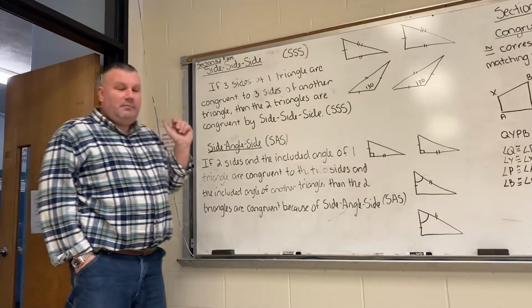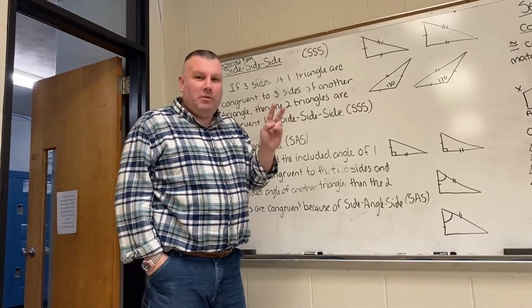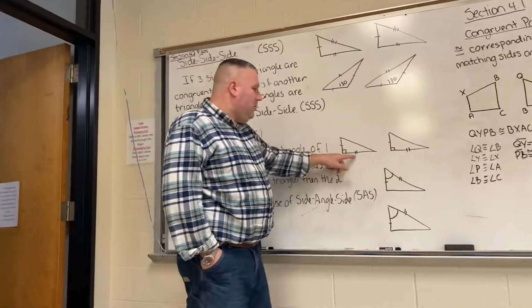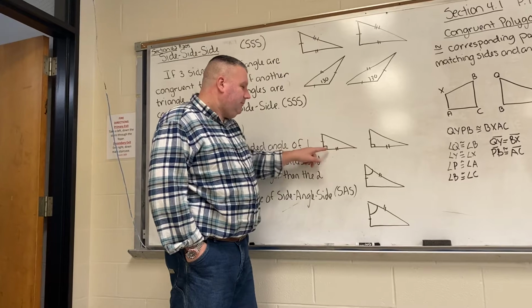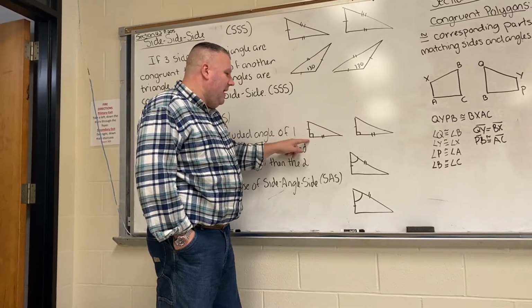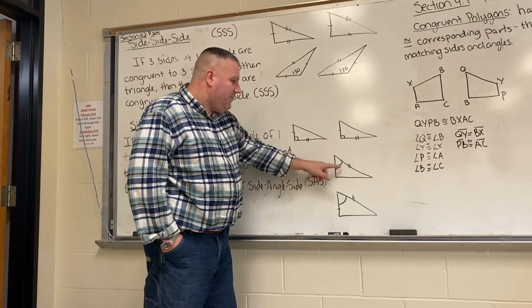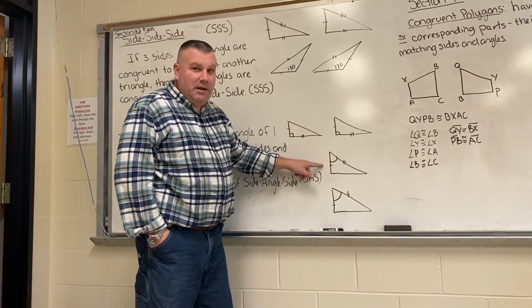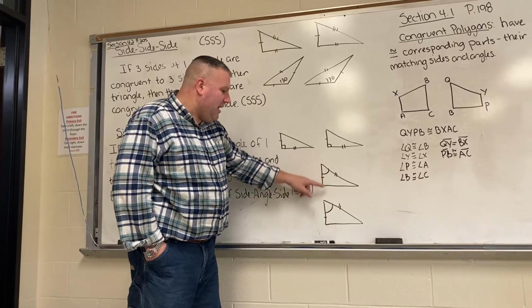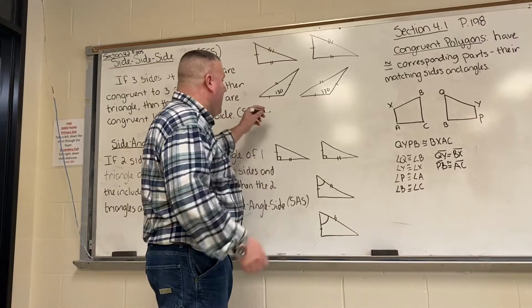Now, an included angle has to be between 2 congruent sides. Notice you have 2 congruent sides here. They're 90 degrees. They're both the same. This would be congruent because of side, angle, side. Notice here, you have 2 sides that are congruent. The angle is between the 2 congruent sides. Okay, this is not side, angle, side.